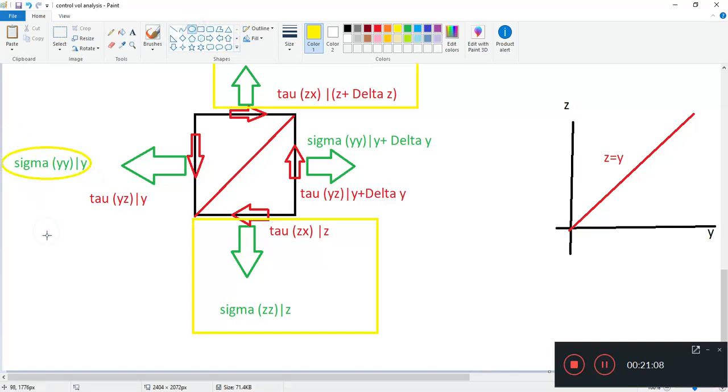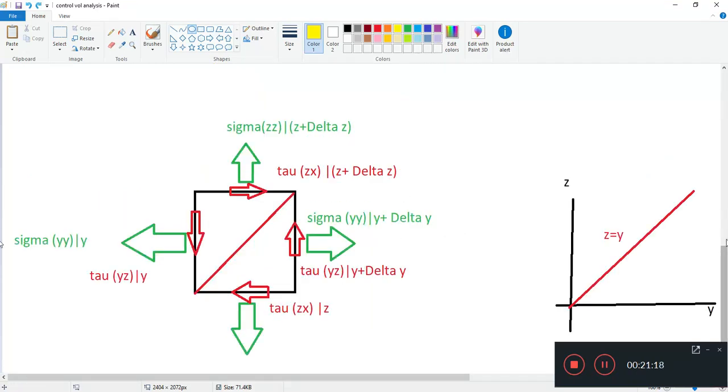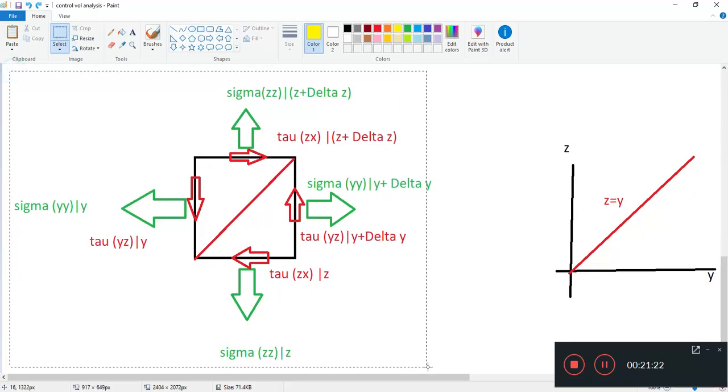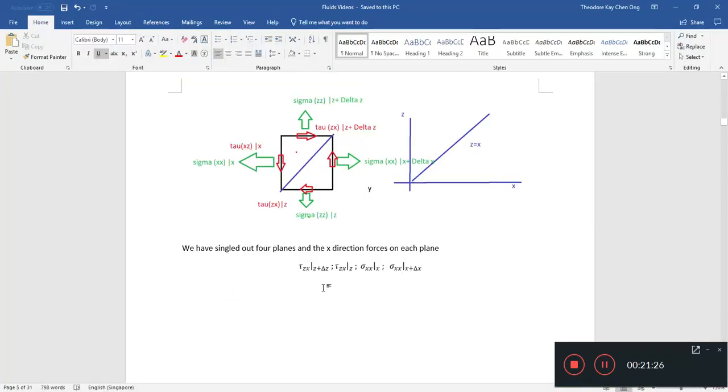These are going in the y direction, which I'm not that much interested in. And these guys are going in the z direction. Again, we are not much interested in them yet, but this will become very useful for our y and z momentum balances. So let's just copy this down first. These are good diagrams.